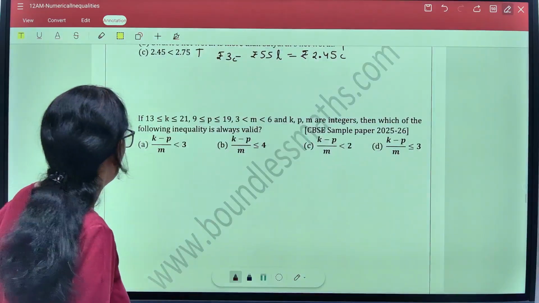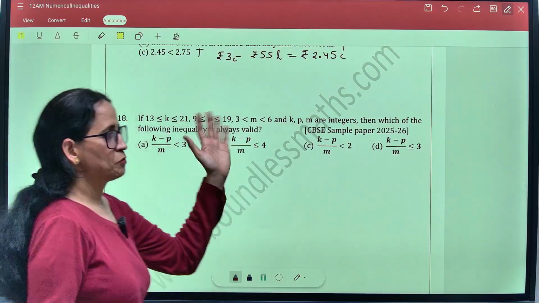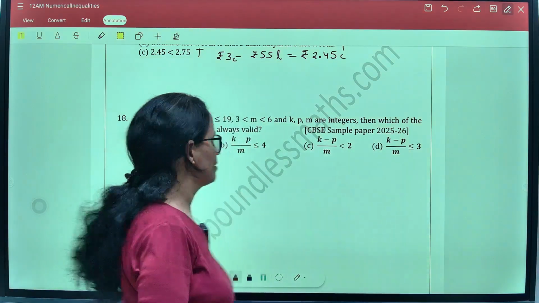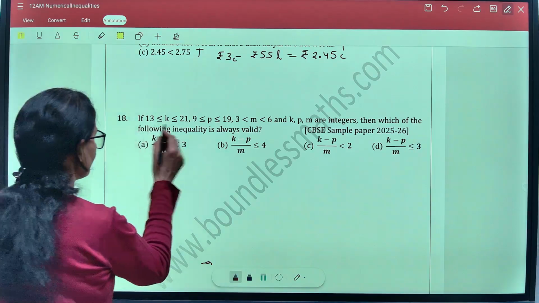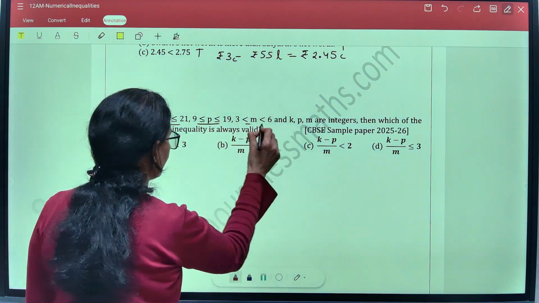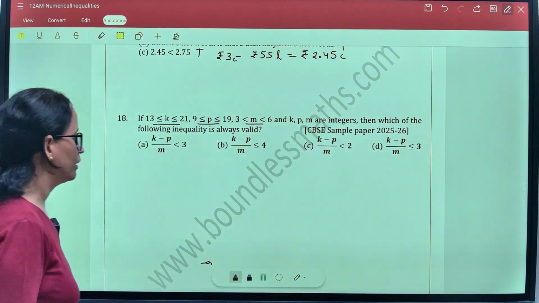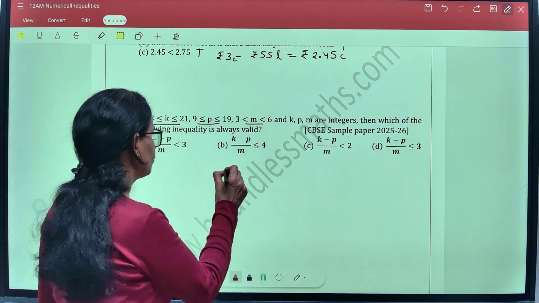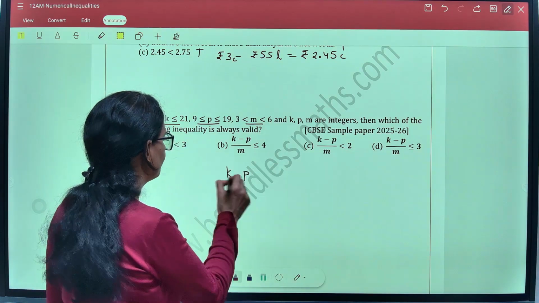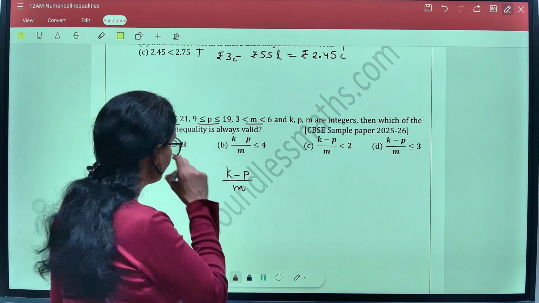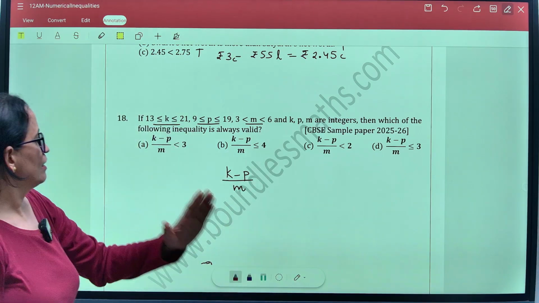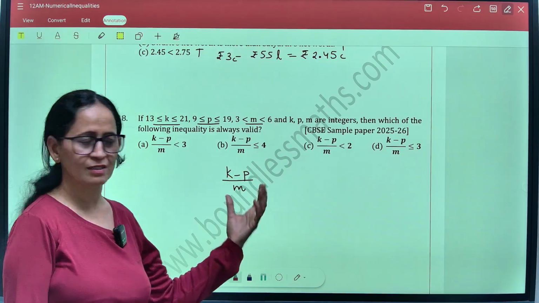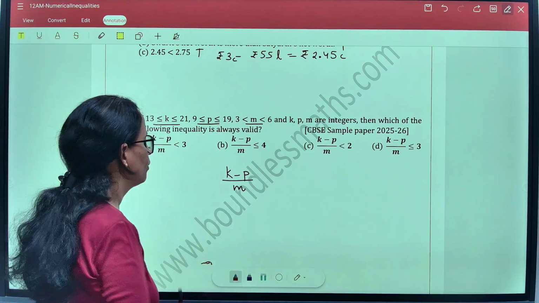Next question. This is a very different question. It was there in this year's CBSE sample paper, and there is a trick to solve it faster. So let's understand. So you are given some range for values of k, p and m, and you need to find which of these inequalities is always valid. Now if you look at all these inequalities, it is trying to have some limit on the value of k minus p upon m. So all these inequalities have a less than sign.